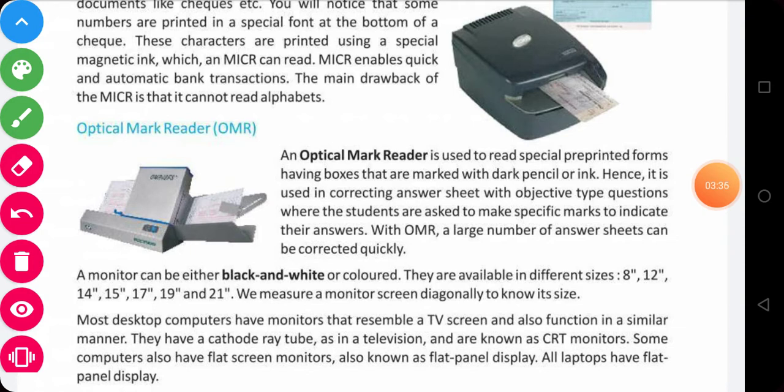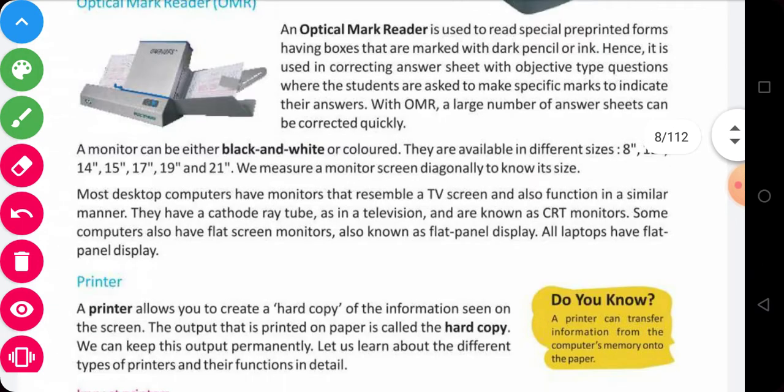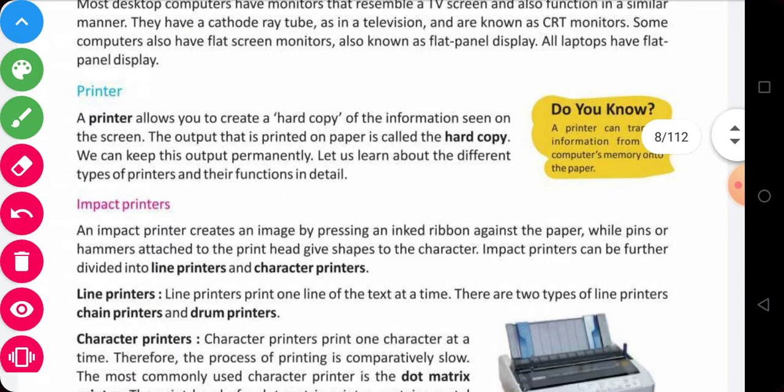A monitor can be either black and white or colored. They are available in different sizes such as 8 inch, 12 inch, 14 inch, 15 inch, 17 inch, 19 inch, and 21 inch. The size of a monitor is generally measured diagonally. So whenever you purchase any monitor, always measure its diagonal size, whether it is 14 inch, 15 inch, 17 inch, or 19 inch. Okay. Next output device is the printer.